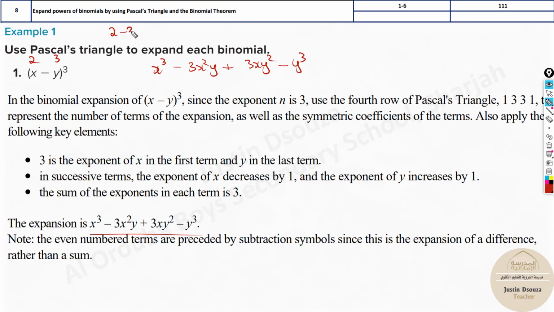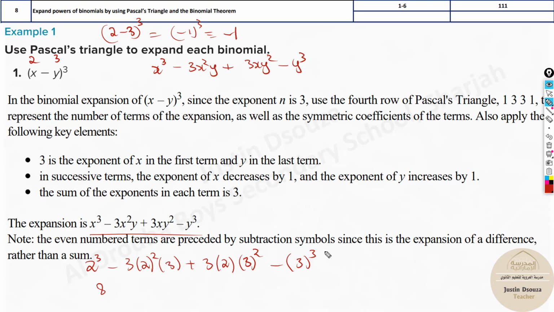It will be 2 minus 3 the whole cube. That is minus 1 the whole cube, which is equal to minus 1. Now here also substitute the same thing. 2 cube minus 3 into 2 square into y, which we consider to be 3, plus 3 times 2 into 3 the whole square, minus, lastly, 3 the whole cube. Now you can just put this in the calculator and try because it'll save your time as well. But you need to do it for all the options.